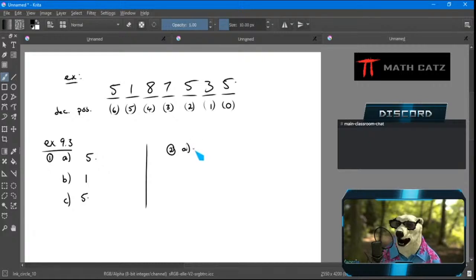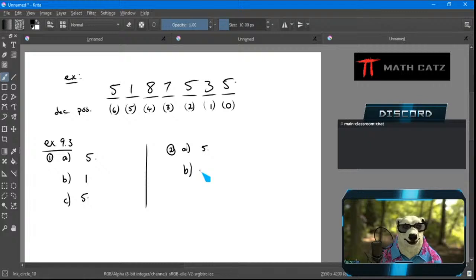Now the other way around. What is the decimal position of the digit 1? Well, the digit 1 occurs in position 5. Its position is 5. So even though the answer looks the same for 1a and 2a, those 5s are completely different. This 5 was a digit. This 5 is the other way around. I forgot my own question.